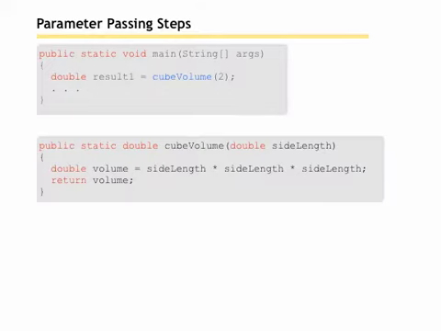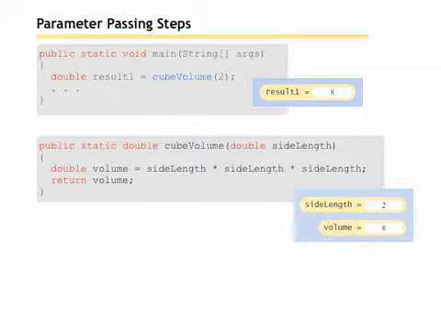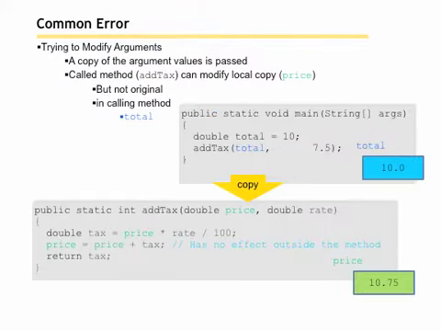So here's some parameter passing steps. This kind of repeats what we did on the previous slide. Double result equals cube volume 2, so we're calling the method cube volume. It calls cube volume and passes 2 to side length. Side length executes 2 times 2 times 2, it becomes 8. That value gets stored in volume, and then volume returns that 8, and result 1 gets set equal to 8.